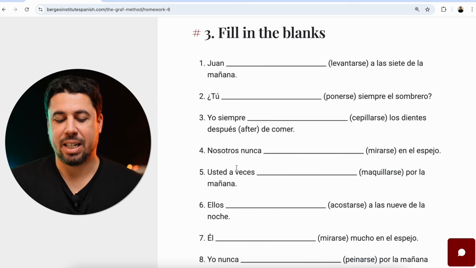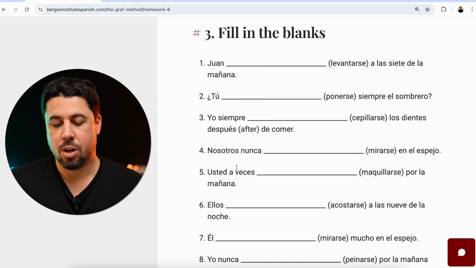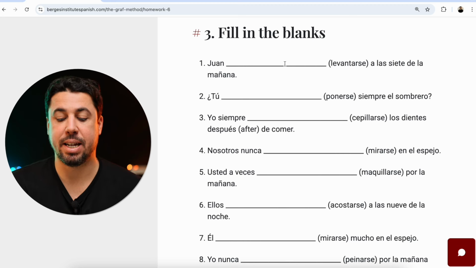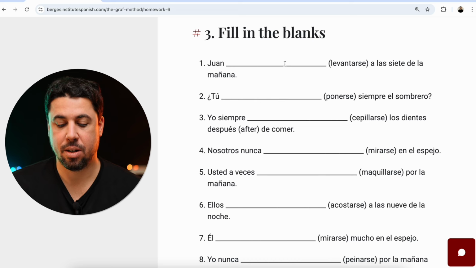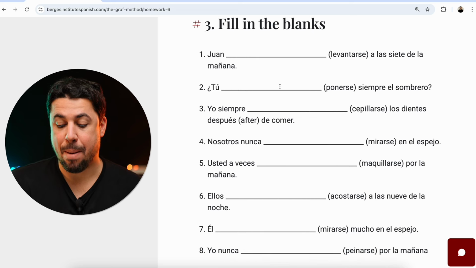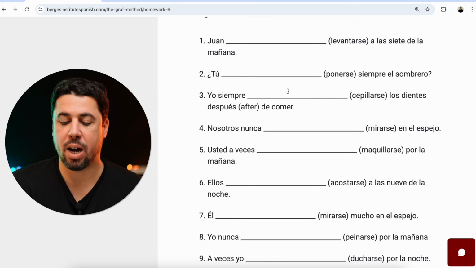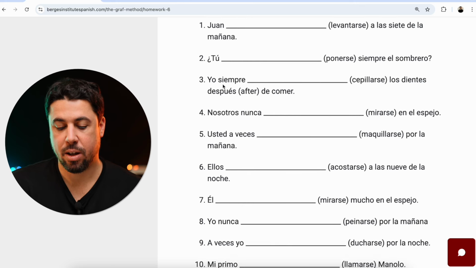So let's complete a couple exercises together. It says fill in the blanks. Juan, and we have to use levantarse. So Juan se levanta a las 7 de la mañana. ¿Tú te pones siempre el sombrero? Do you always put on your hat? And the previous one was Juan gets up at 7 in the morning.